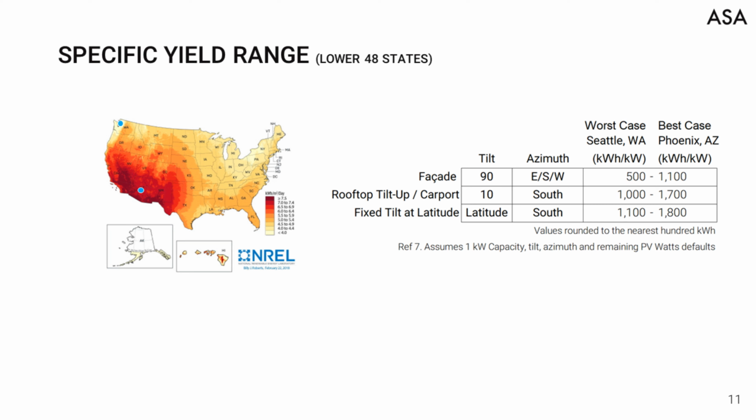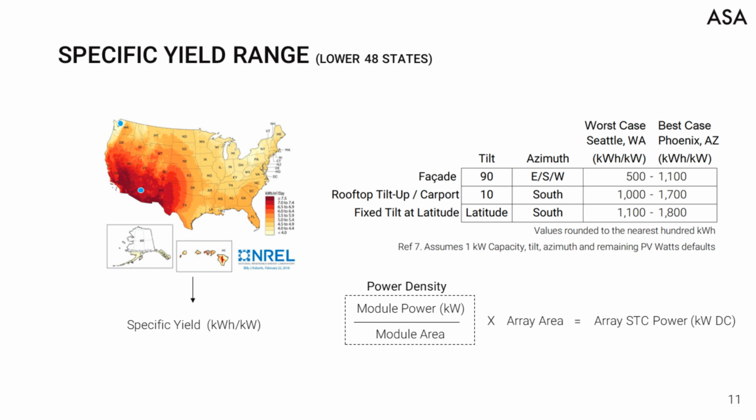Given the range of possibilities and the potential for some surfaces to be more prevalent or easier to integrate with, it is critical that specific yield be well understood for each array. Once specific yield is defined for each surface, the area of each surface can be multiplied by a technology's power density to determine the total power available for each surface. By multiplying the array's specific yield by its STC power, the first year of energy production can then be quantified.